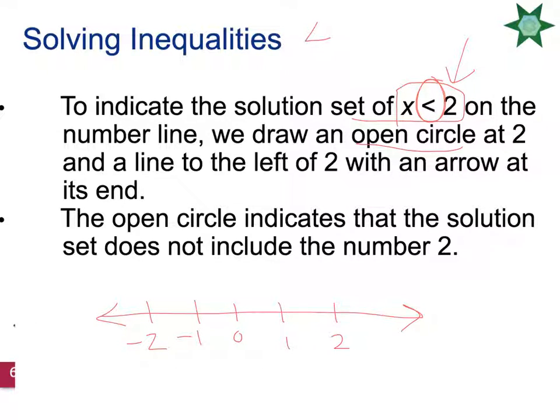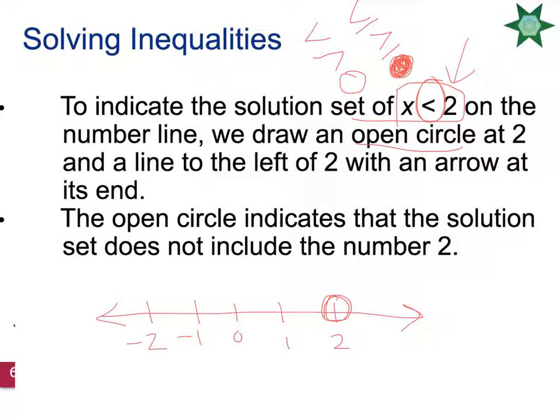If your inequality sign does not have a line or an equal to symbol underneath, you will go with an open circle. If your inequality sign has the equal to sign underneath, then you have to use a closed circle or a solid circle, however you like to think of it, but it'll be colored in. Okay, so this one does not have an equal to sign, so we will use an open circle here.